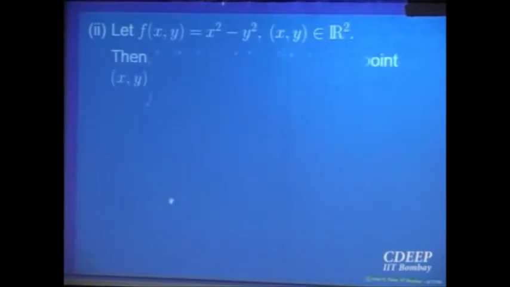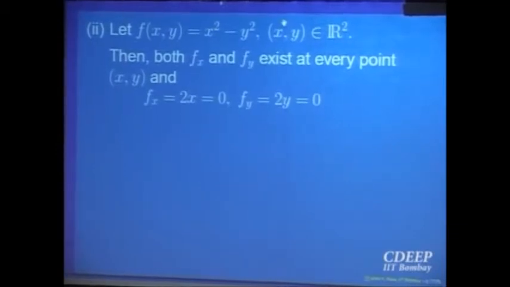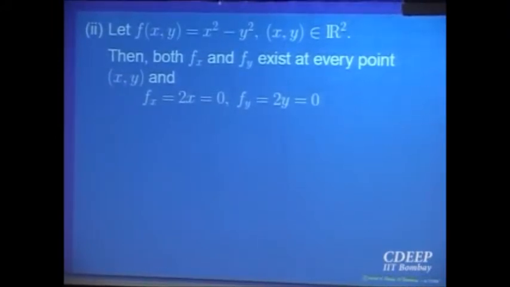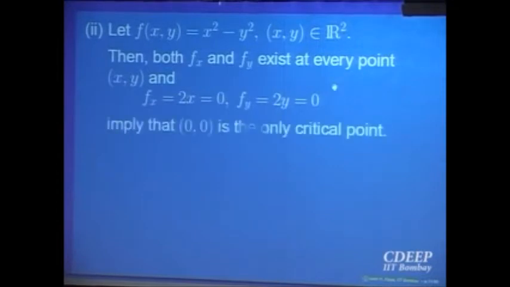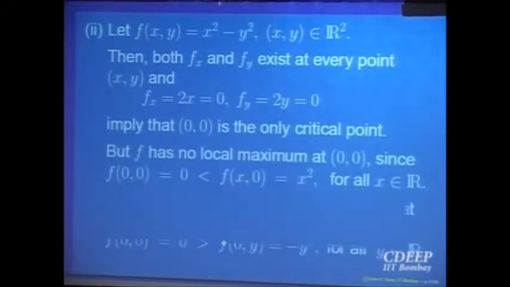Let us look at another similar example. F of xy is equal to x square minus y square. Here it is more apparent actually. As you put x equal to 0, it takes only negative values. As you put y equal to 0, it takes only positive values. Again, 0, 0 is not going to be a point of local maximum or local minimum. But the first partial derivatives are 0 at that point. So 0, 0 is a critical point, but not a point of local maximum nor a point of local minimum.